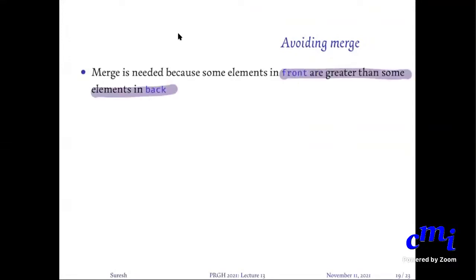Okay, this is the crucial part. Suppose you can avoid that. Suppose you can figure out a front and a back such that every element in front is smaller than every element in the back. And let us say you sort front and back separately. Then how do you put together an overall sorted list?